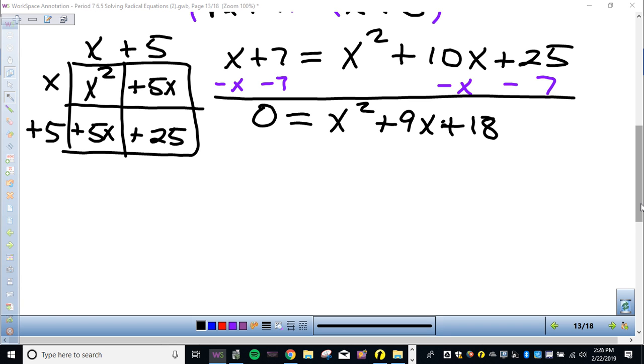What multiplies to 18 and adds to 9? 6 and 3.